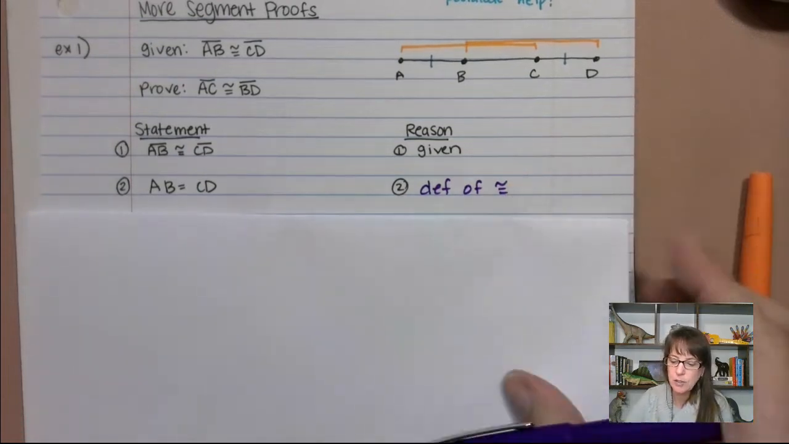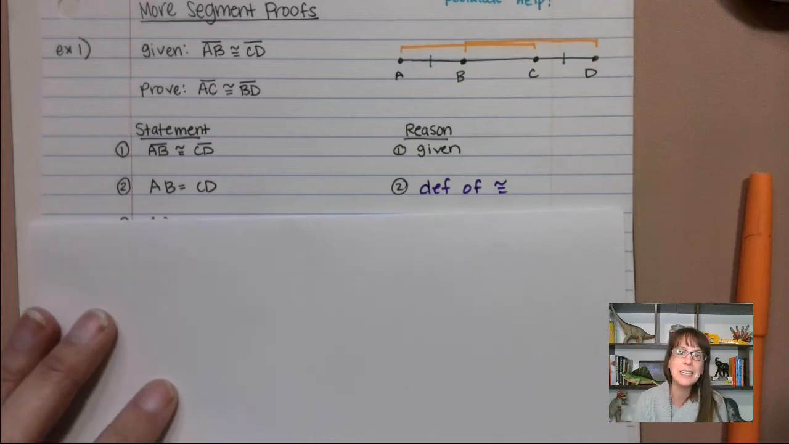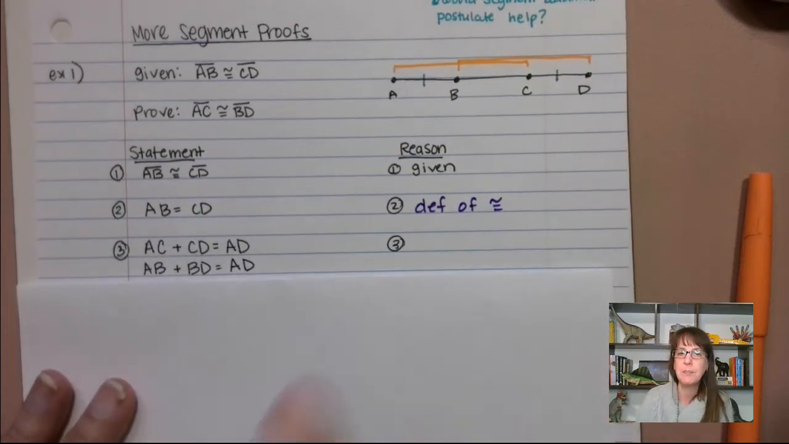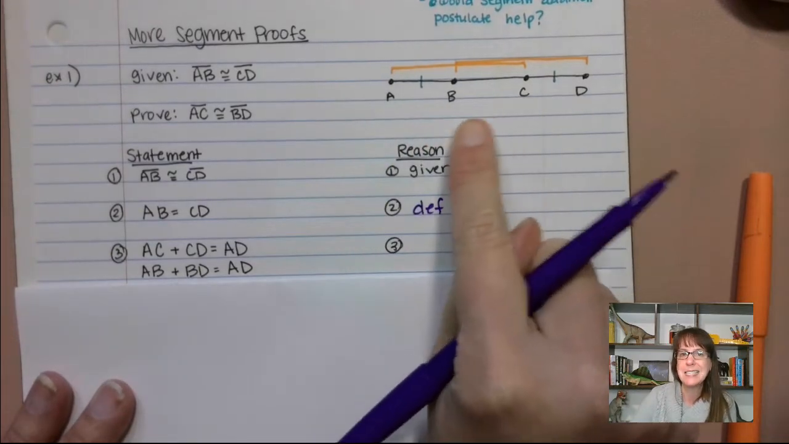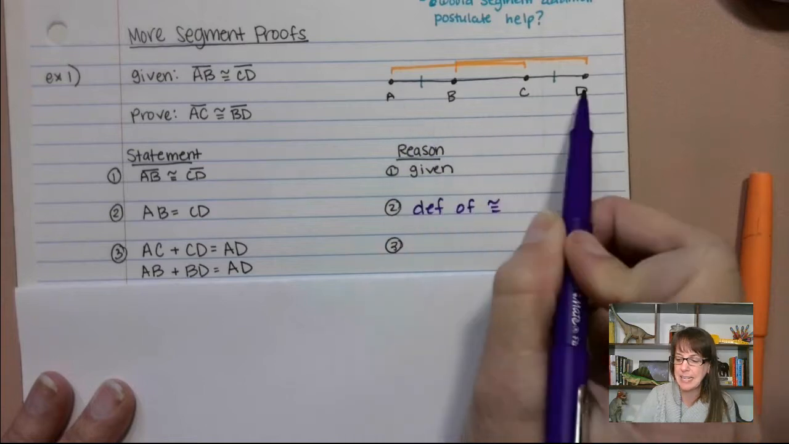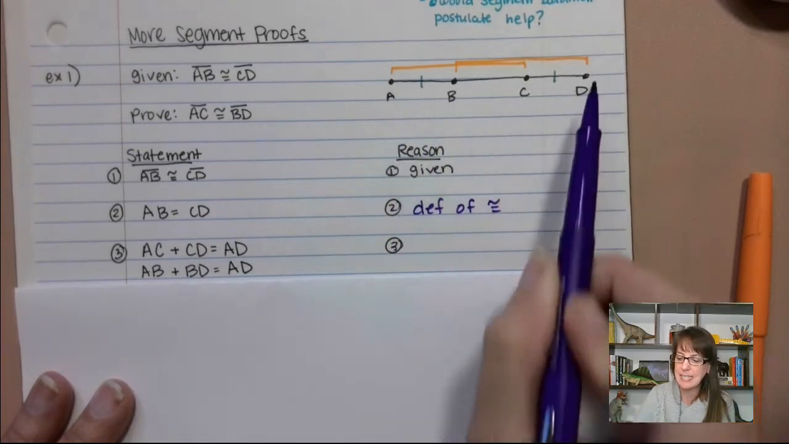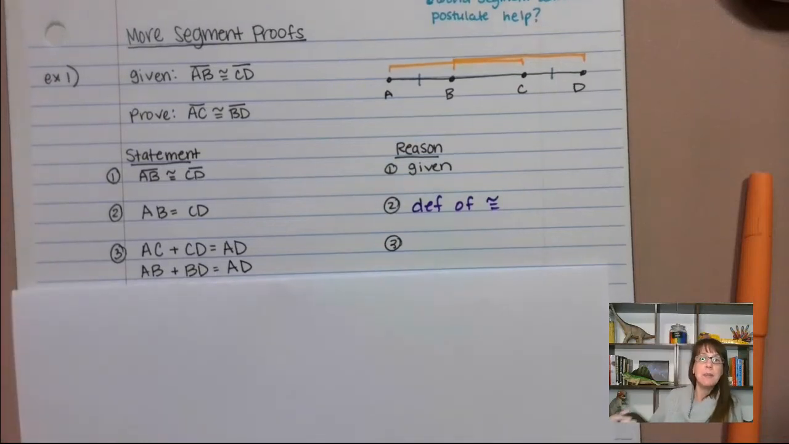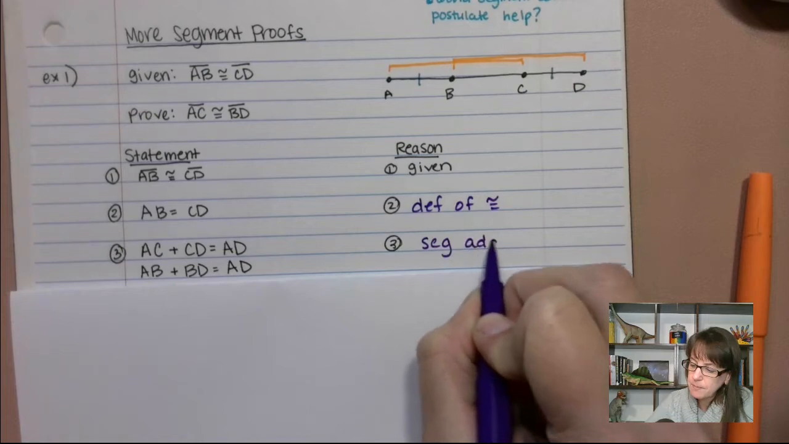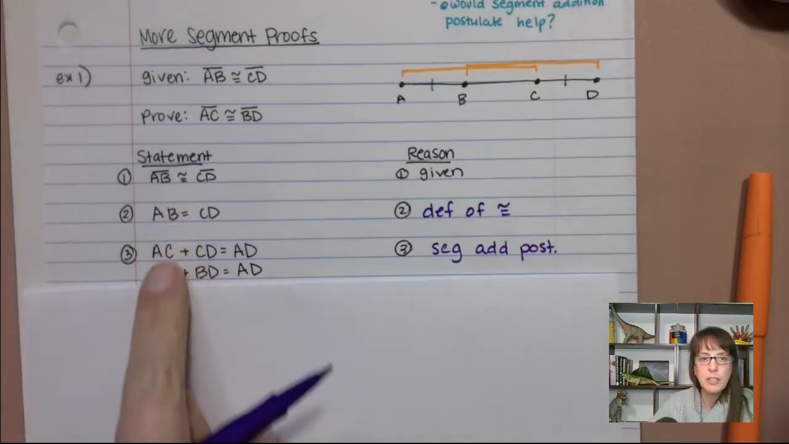Okay, so let's take a look at our next one here. And this is where I was suggesting, would segment addition postulate help? And if you look, we have AC plus CD, so that's AC plus CD equals AD. We also have AB plus BD equals AD. Both of those are segment addition postulates. Okay, so now that we've thrown that out there, we've got some really good information here.